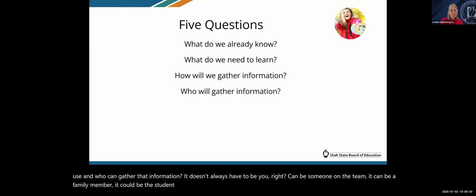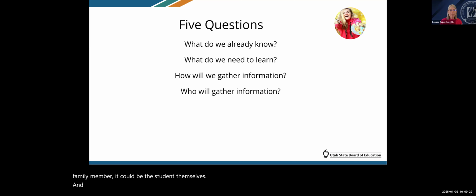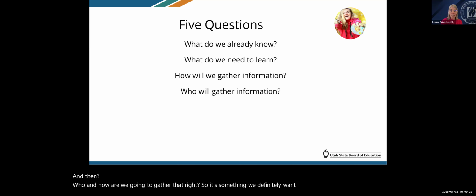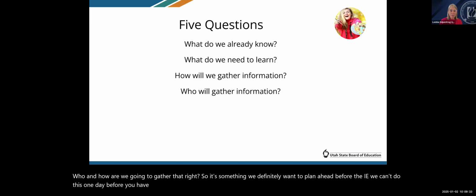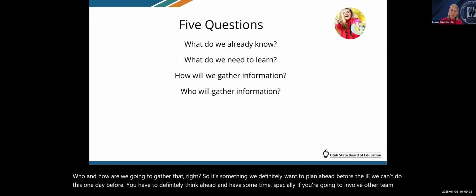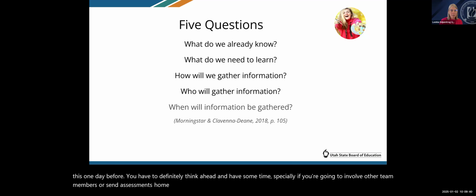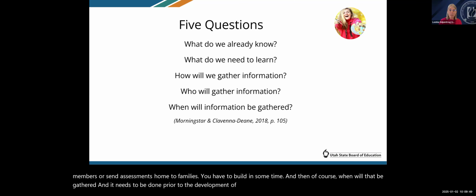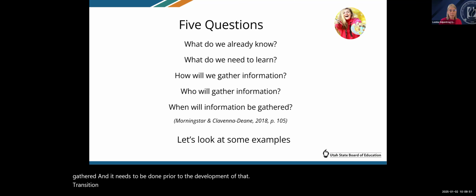And then who and how are we going to gather that, right? So it's something we definitely want to plan ahead before the IEP. We can't do this one day before. You have to definitely think ahead and have some time, especially if you're going to involve other team members or send assessments home to families. You have to build in some time. And then, of course, when will that be gathered? And it needs to be done prior to the development of that transition plan. So the IEP meeting typically, right?